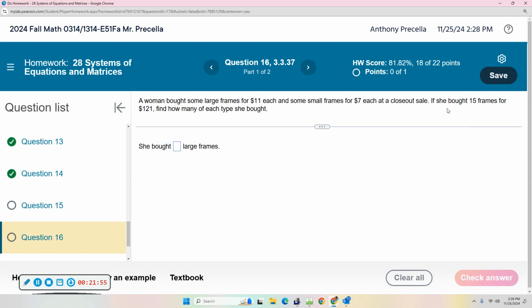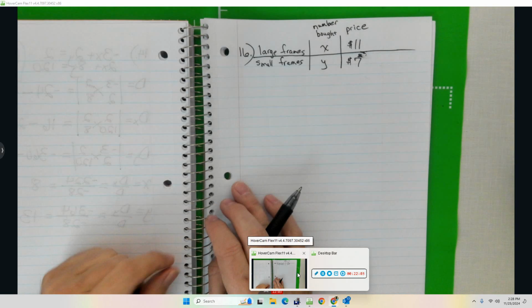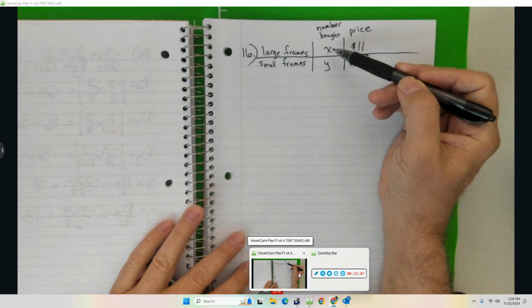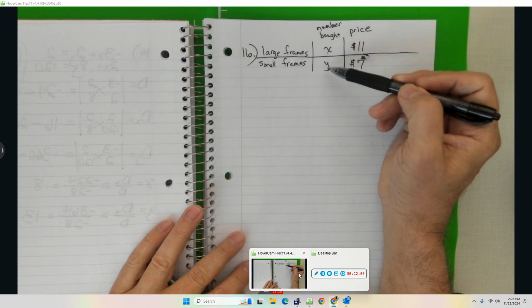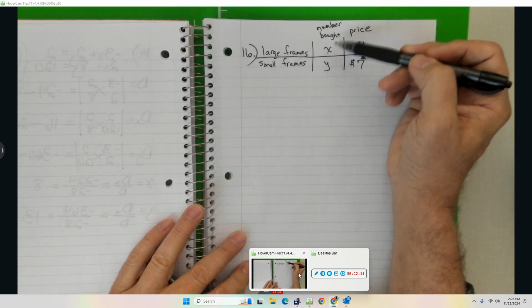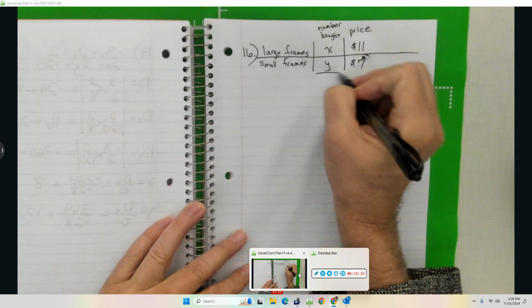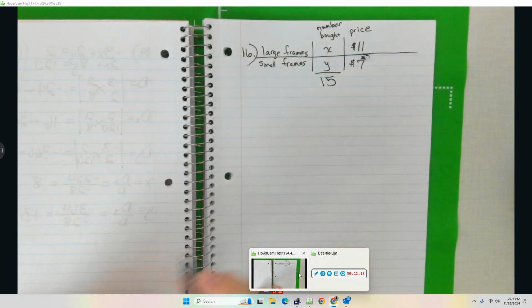Totals. Oh, they gave us some totals. She bought a total of 15 frames. Well, she bought X large and Y small. If we total the number of large and small frames, it had better equal 15.